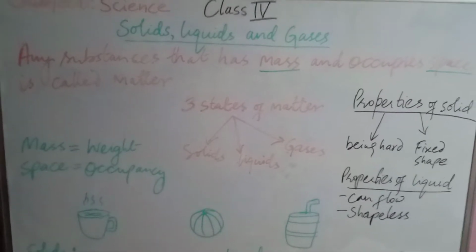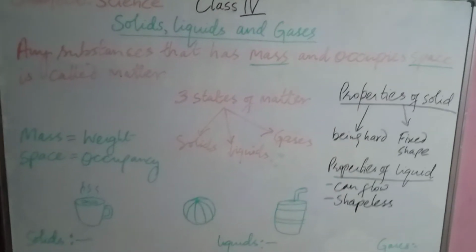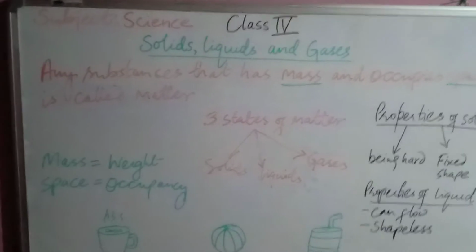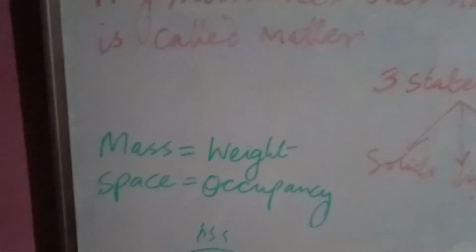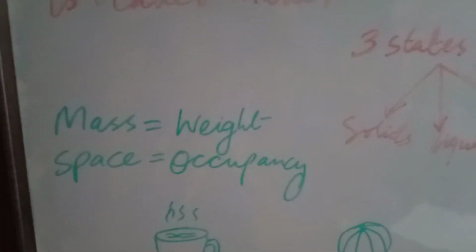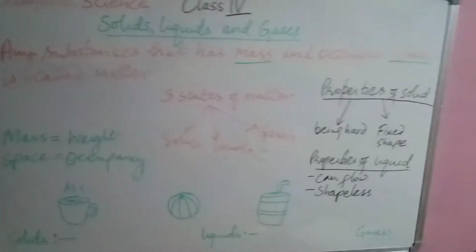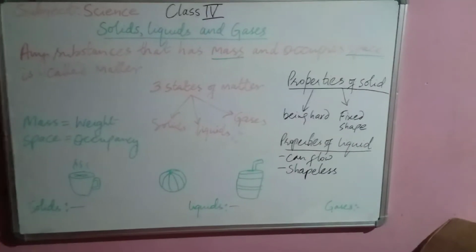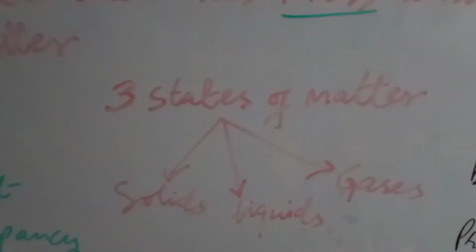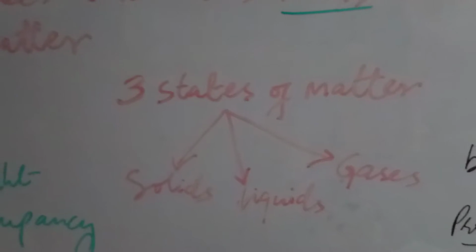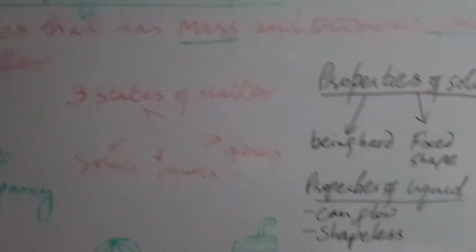Any substance that has mass and occupies space is called matter. Mass is equal to weight and space is equal to occupancy. Occupancy means the space occupied by the object. And then the three states of matter: solid, liquid, and gases.